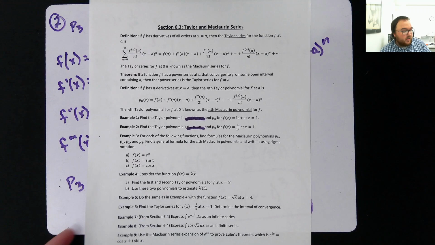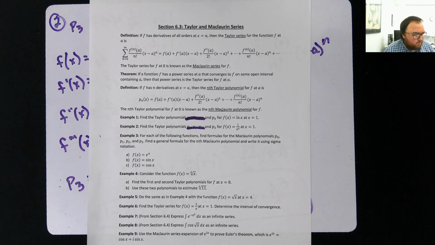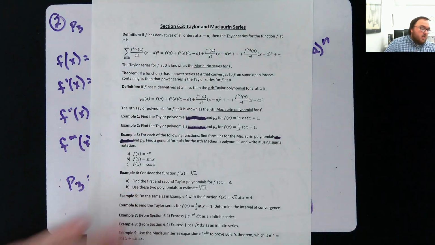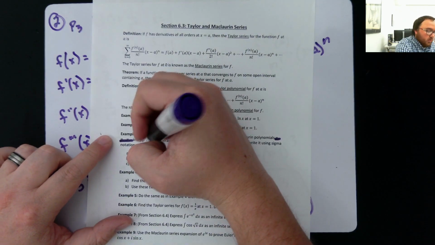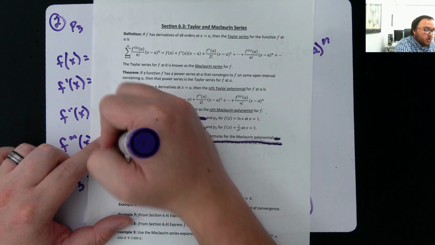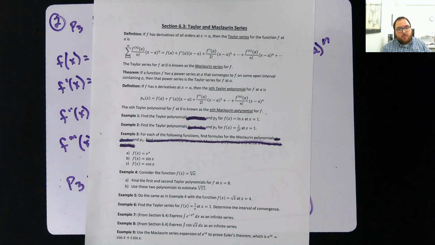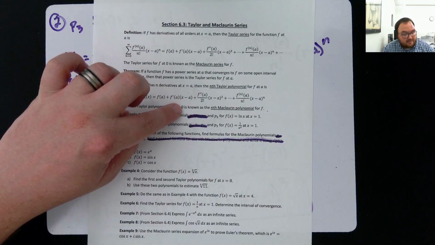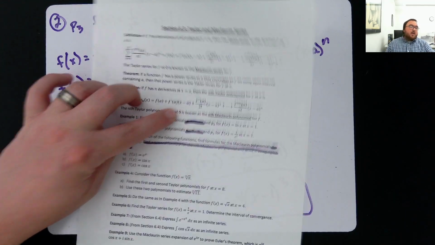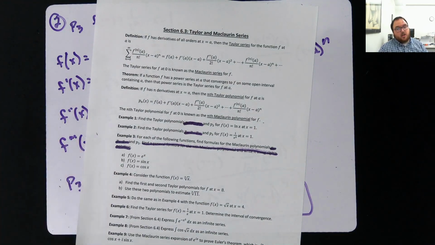Sample number 3, for each of the following functions, find formulas for the Maclaurin polynomials P0, P1, P2, P3. Again, we're just going to do P3. And then find a general formula for the nth Maclaurin polynomial and write it using sigma notation. I'm actually not going to worry about y'all doing that. I just want to make sure you understand the process, and I'm okay with that. So basically, just find the Maclaurin, which means my a is going to be 0 for each of these here.